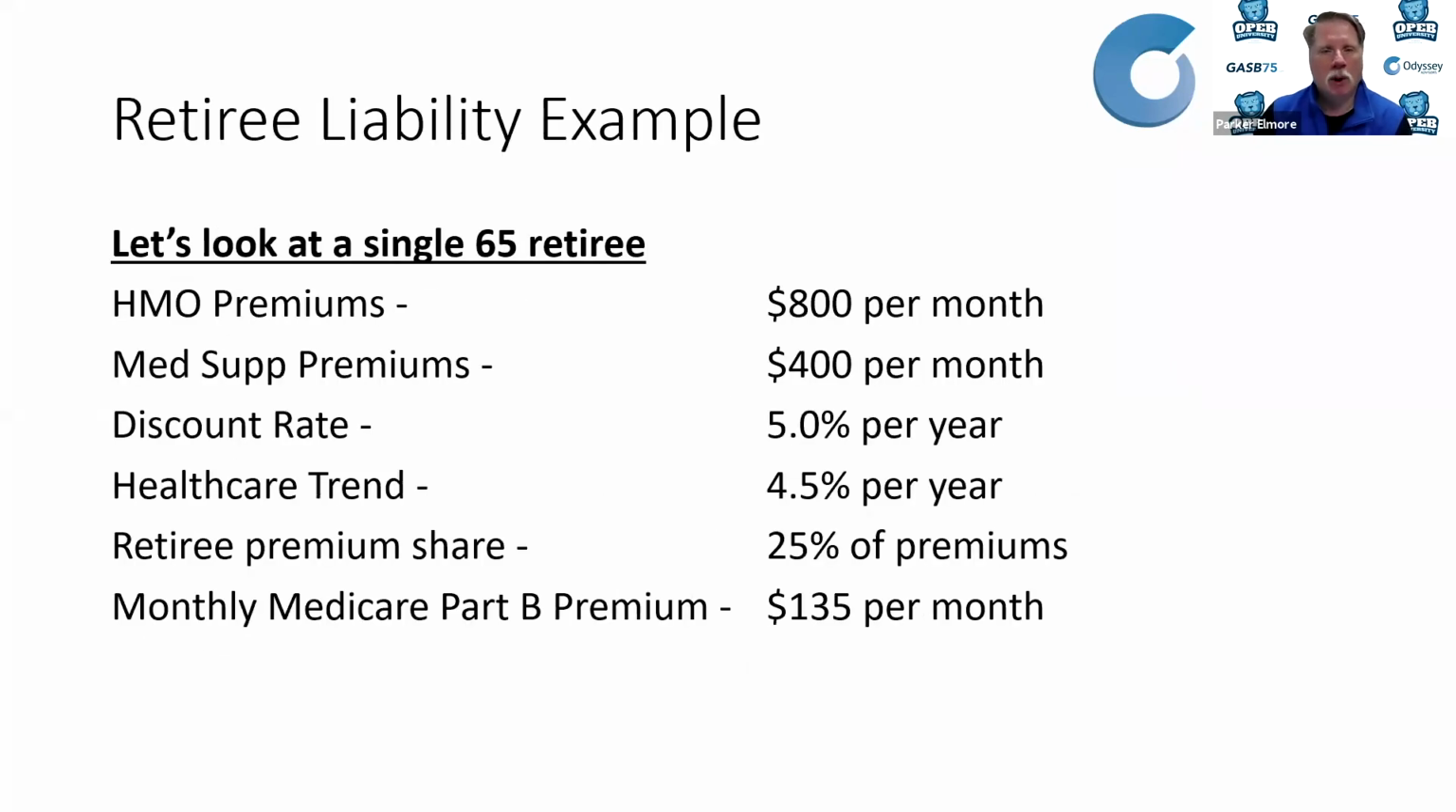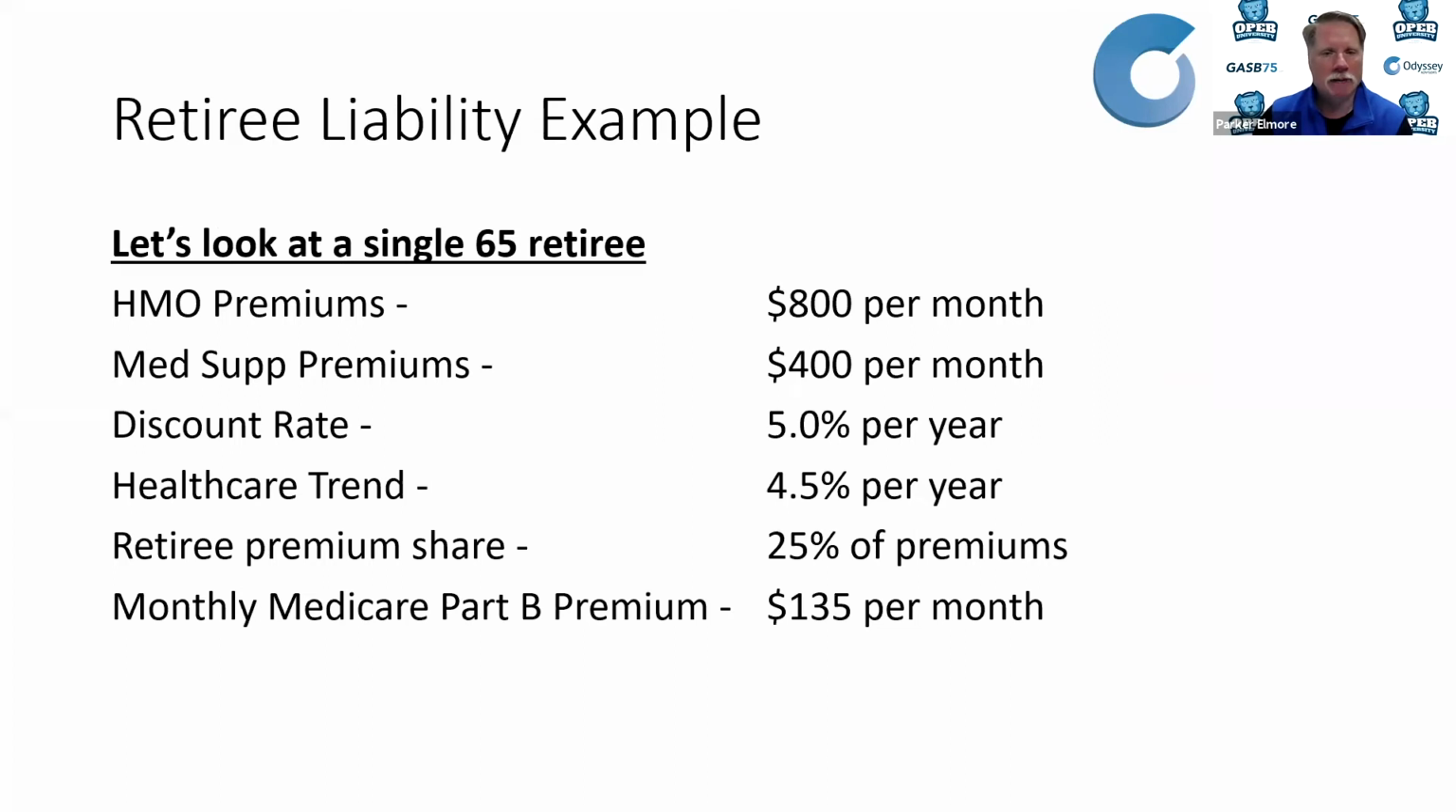So let's just boil down the lovely actuarial stuff to just a one-person plan. I know you all have 100 employees, 50 employees, 10,000 employees, whatever it may be, and it sounds like I don't understand how any of this stuff gets calculated. So let's just boil it down. We have one 65-year-old retiree, no spouse. He or she has an $800 a month HMO premium and a $400 a month Medicare supplement plan. We're going to assume a 5% discount rate for this calculation.